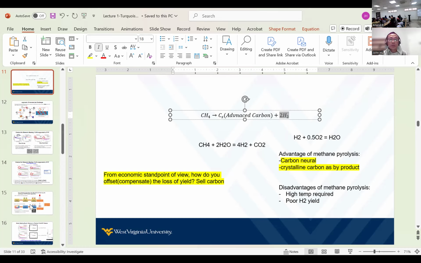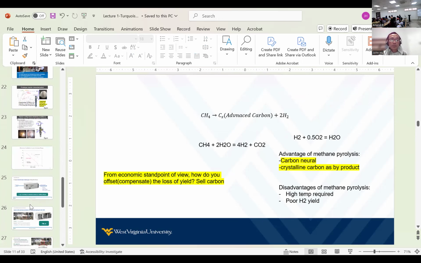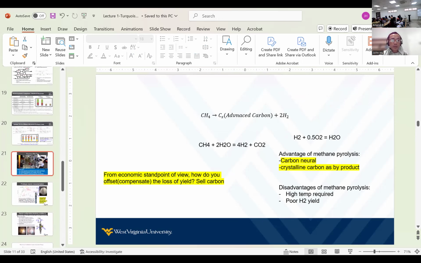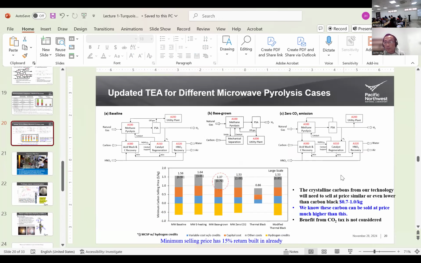So now we create another scenario, which means the process is partially heated by the microwave, and also partially heated by the hydrogen. See this PSA? PSA separates hydrogen, and then some hydrogen is sold to market. We do produce hydrogen, but part of the hydrogen is recycled to the microwave pyrolyzer, and then used together with the microwave. So this is the way you balance electricity, or renewable electricity.